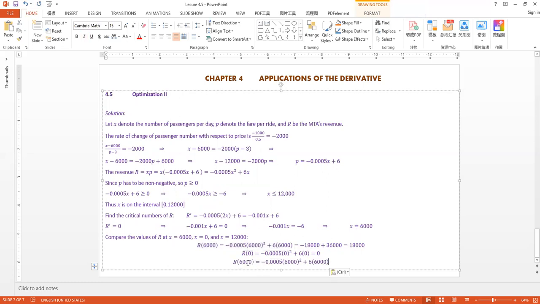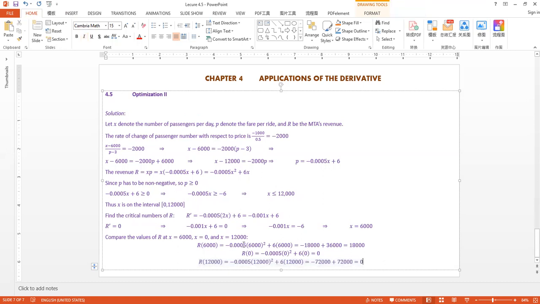And then we can do the same thing for x equals 12,000. Plug that in R. So we get R of 12,000 equals negative 0.0005 times 12,000 squared plus 6 times 12,000. 0.0005 times 12,000, I think we get 6, or negative 6. Negative 6 times 12,000 is negative 72,000, and plus 6 times 12,000 is also 72,000, but positive. So they cancel completely, so we get 0 here.